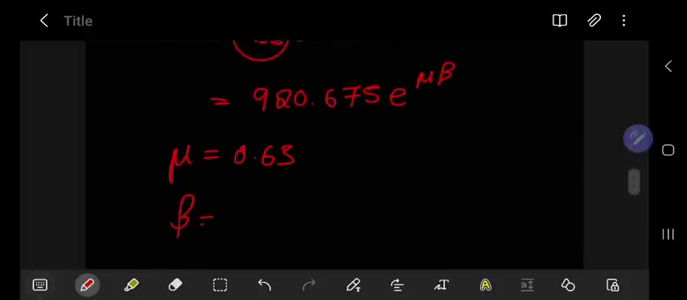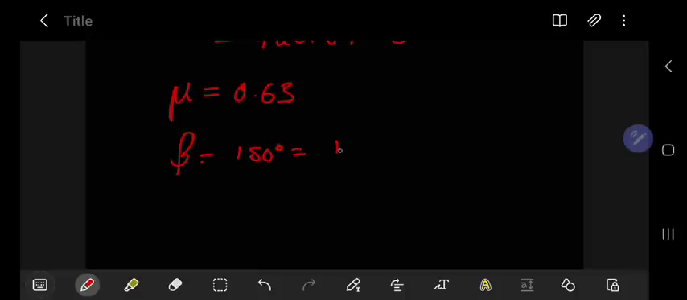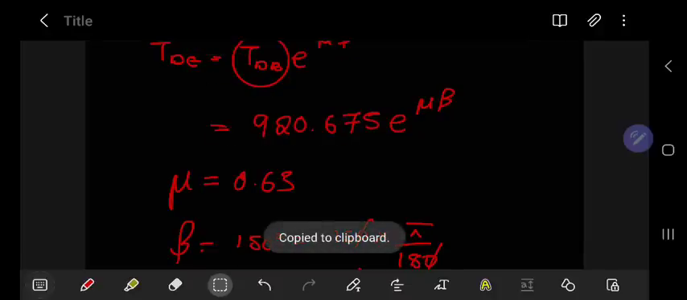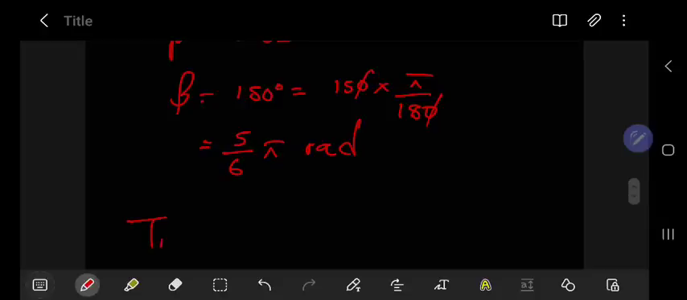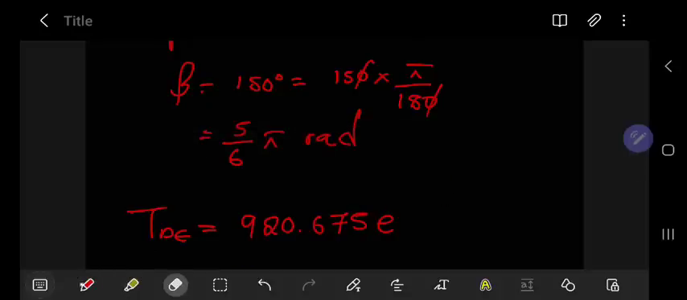So beta here is going to be 150 degrees, but we need it in radians. So we're just going to multiply 150 by pi over 180. Of course, we simplify this and get 5 over 6 pi as the angle of belt surface contact. This now is in radians. So I can now plug these values in and see what TDE will be.